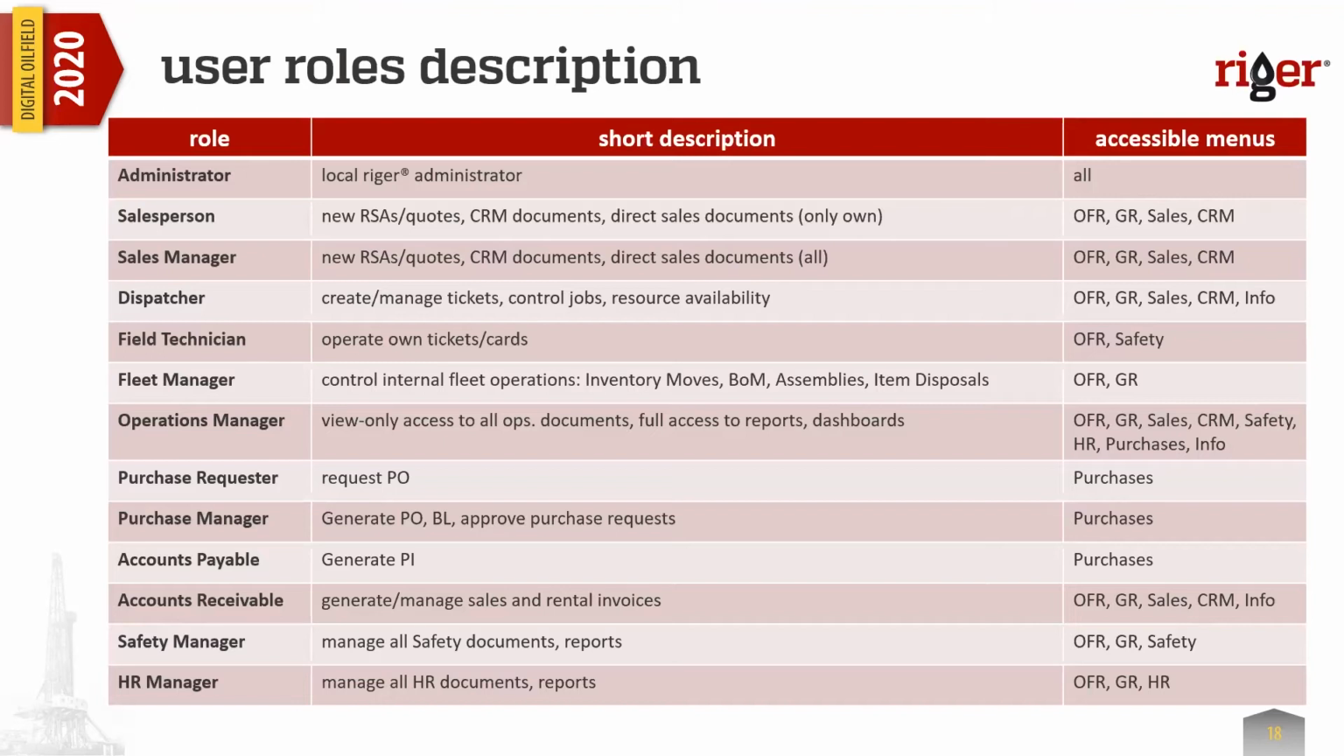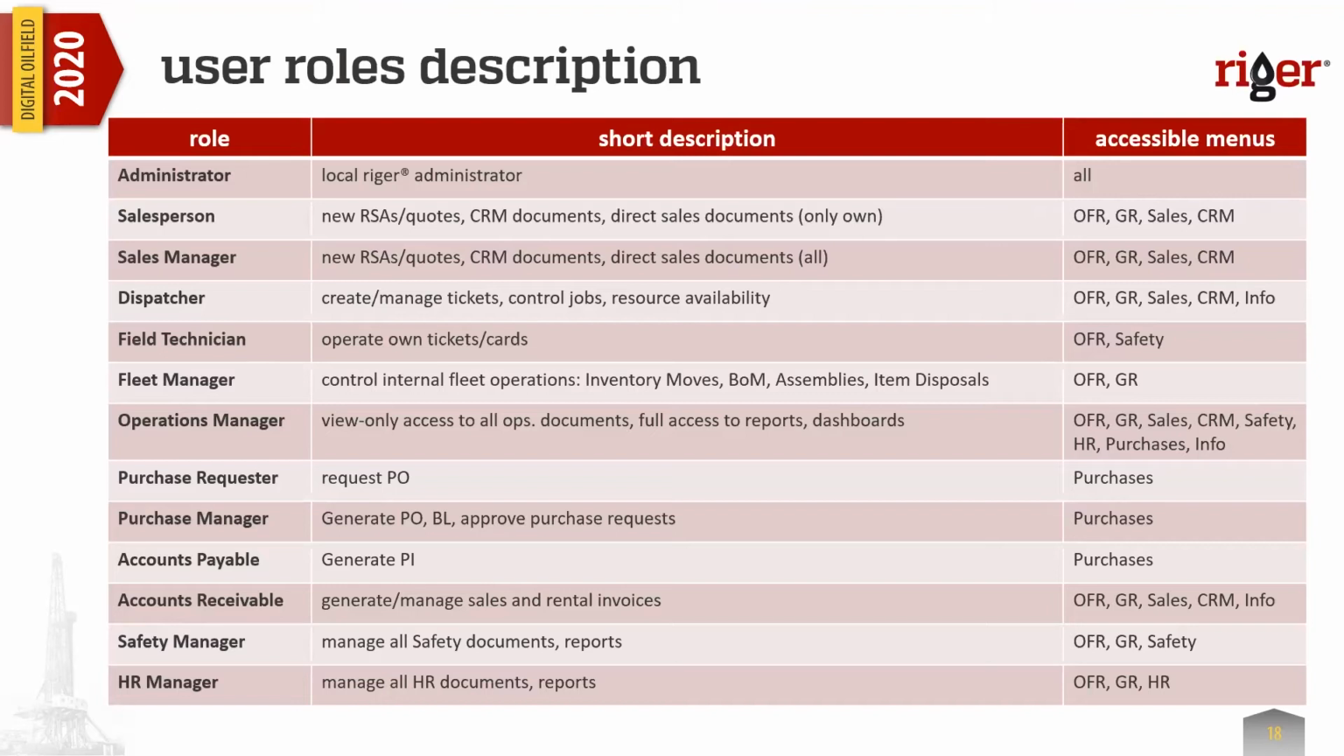And the main aspect here to note is that all these roles are going to be having access to their own functionality except the dispatcher. Now, the operations manager will have mostly read-only access to all the operational documents, plus some other sales and accounting documents in the system, also safety. The field technician will be the role with the least permissions, having access to only his or her own tickets and repair cards and inspections and safety cards.